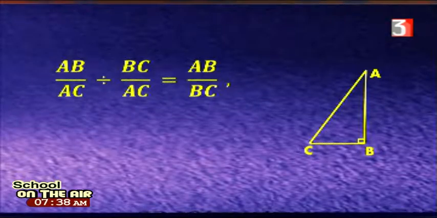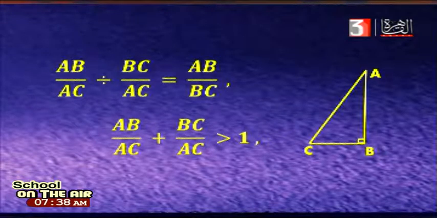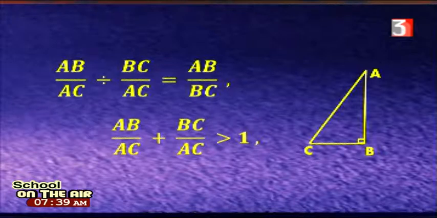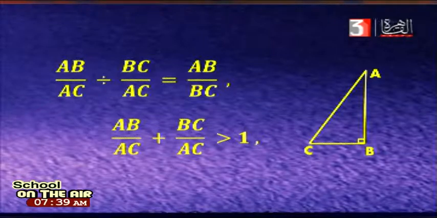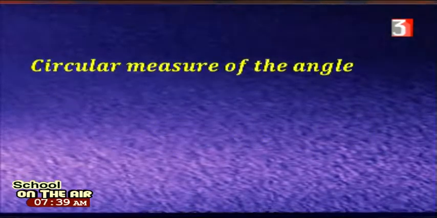Then what about their addition? If you are going to add AB over AC plus BC over AC, you have the same denominator, so you can add. And you know from the previous year that the length of any two sides of the triangle must be longer than the length of the third side. So AB plus BC is longer than AC, so a greater value over a smaller value, so the answer will be greater than 1. What about the circular measure of the angle?